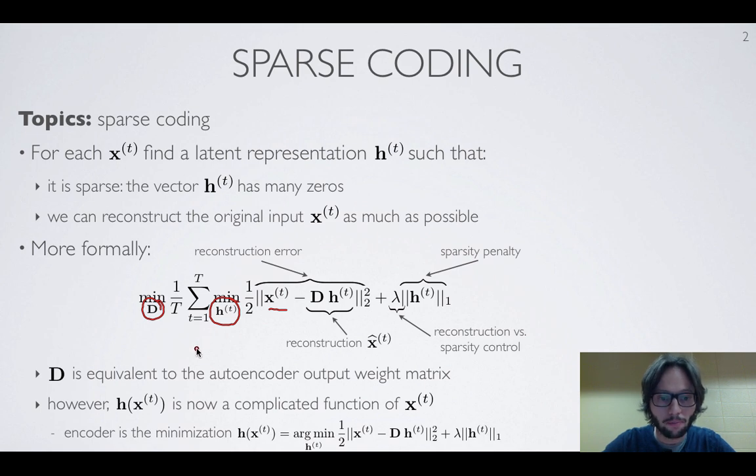To compute this objective and also to optimize it, we need, in the inner loop of this sum, to be able to perform the minimization here. In other words, given an x_t, we need to be able to encode our input into the sparse representation, so to find the sparse representation that optimizes the reconstruction error plus sparsity penalty objective. In this video, we'll see an algorithm for doing that.